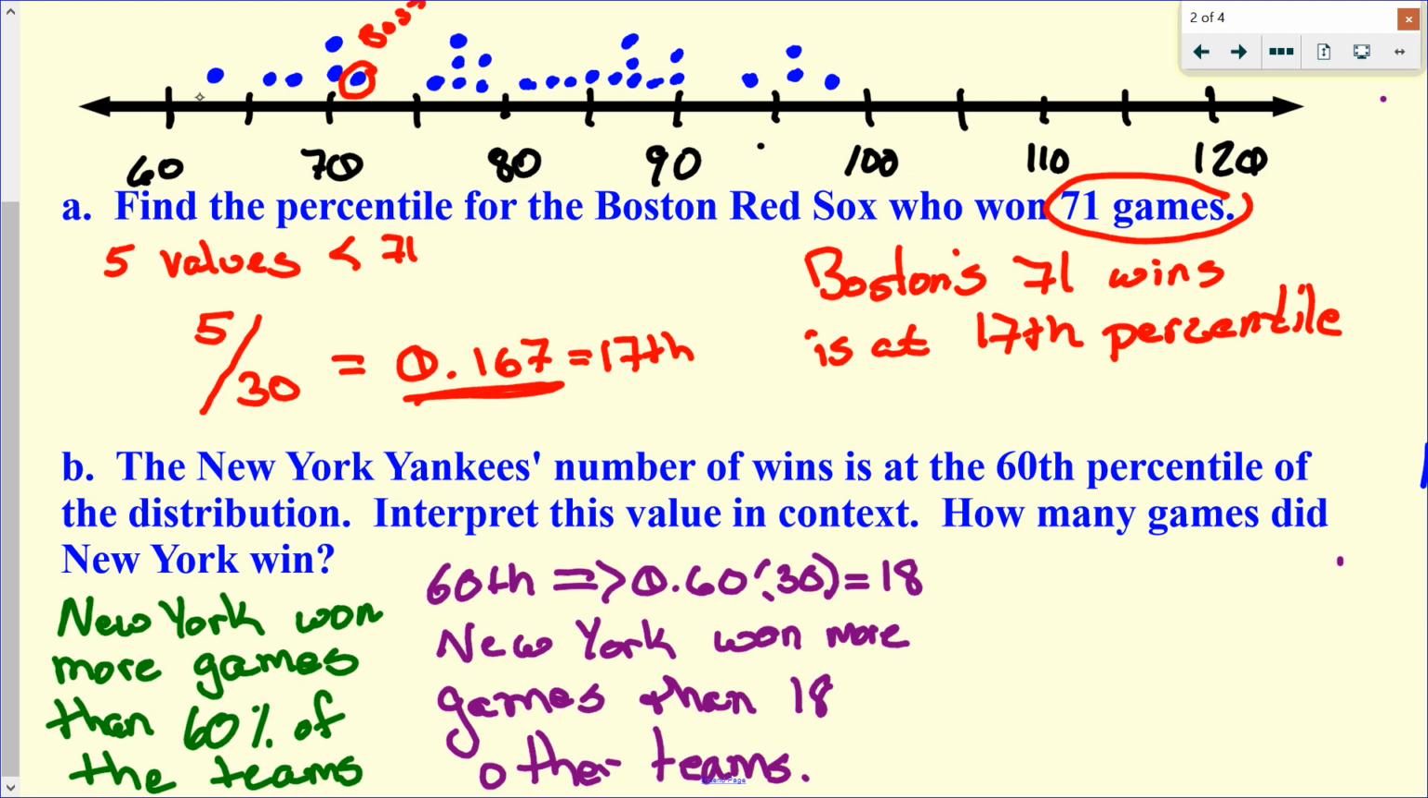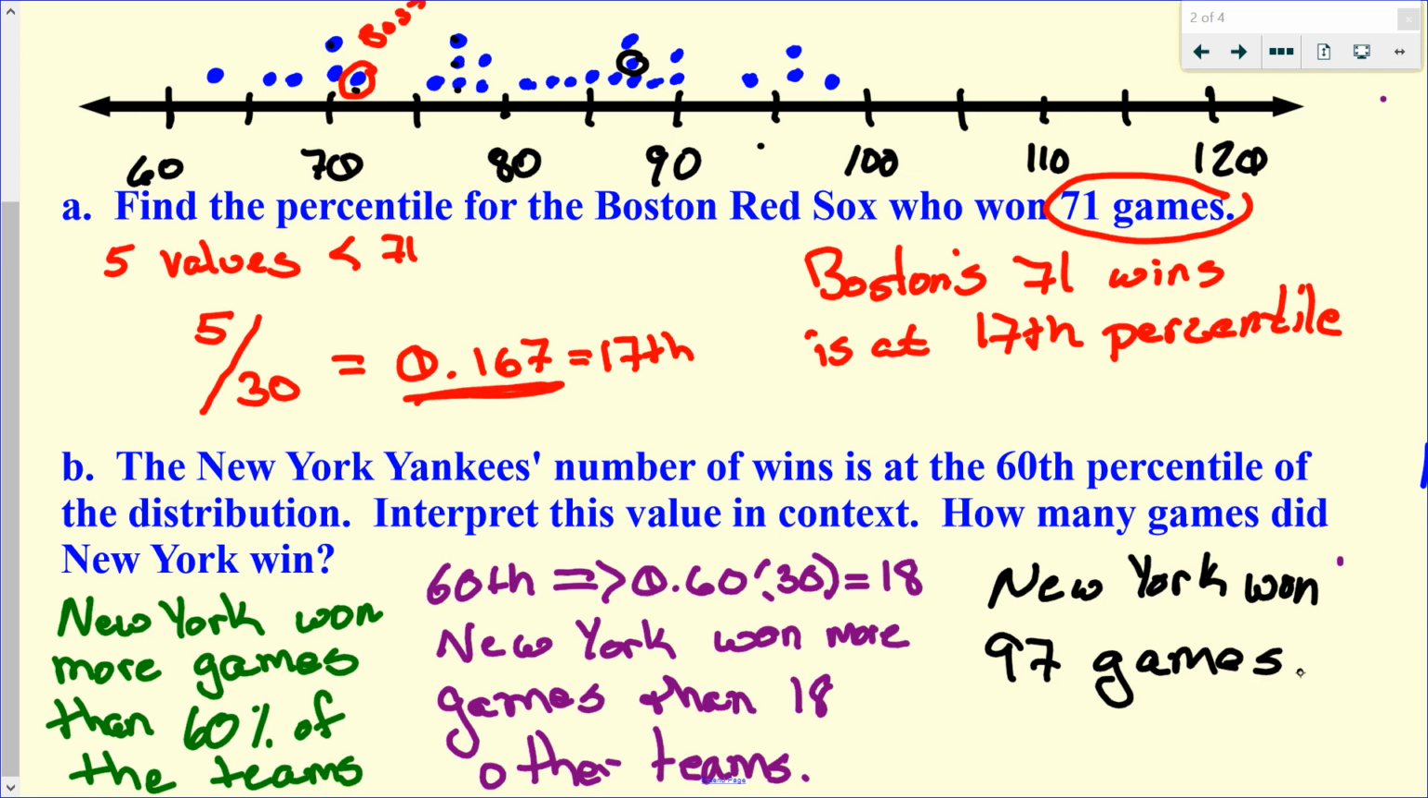So we count them. 1, 2, 3, 4, 5, 6, 7, 8, 9, 10, 11, 12, 13, 14, 15, 16, 17, 18, 19. So double check that again. 1, 2, 3, 4, 5, 6, 7, 8, 9, 10, 11, 12, 13, 14, 15, 16, 17, 18, 19. So that looks at New York, won 97 games.